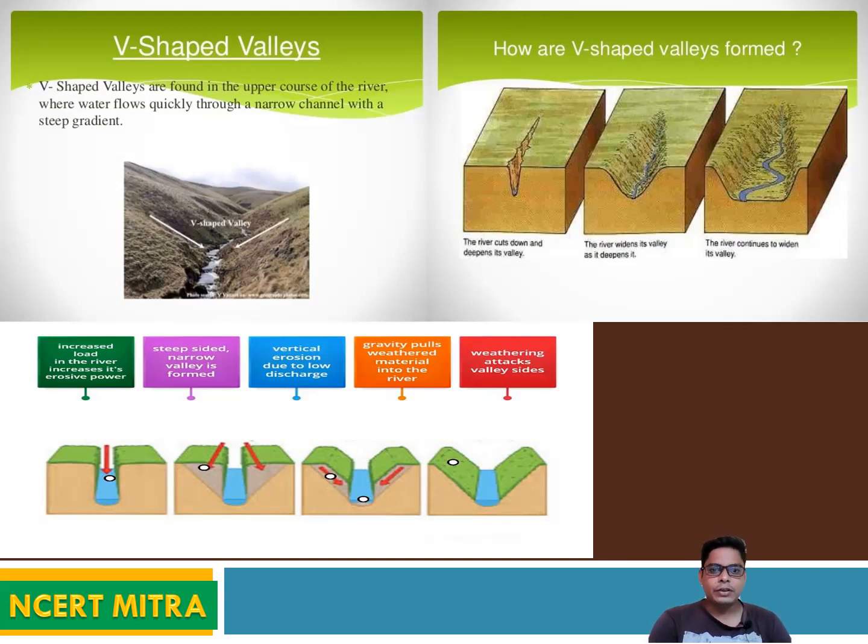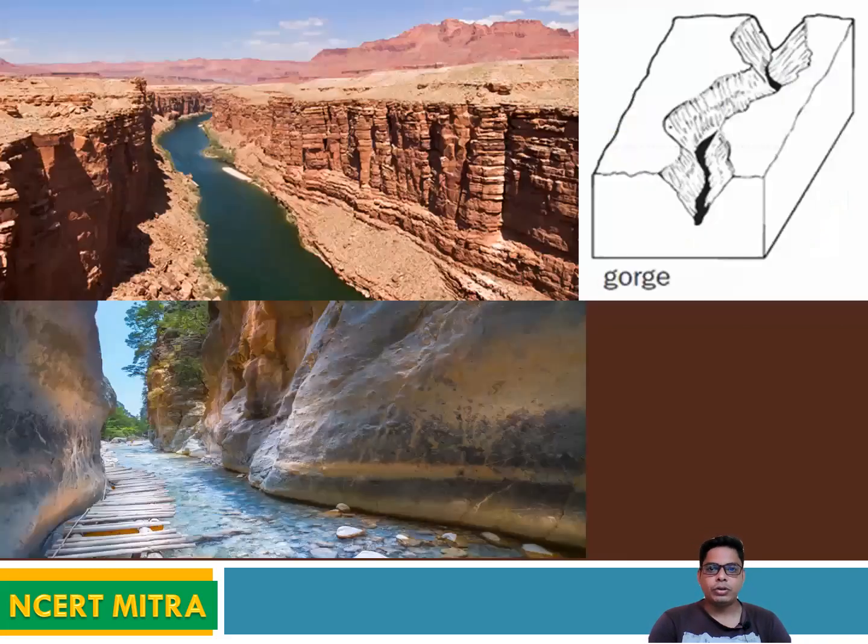The second feature is the gorge. When a river flows through a region of hard rock, it forms a deep narrow valley. If the bedrock is hard and resistant, rapid and vigorous down cutting occurs and causes an I-shaped valley, and this I-shaped valley is the gorge. I-shaped valley means the down cutting is very much higher.